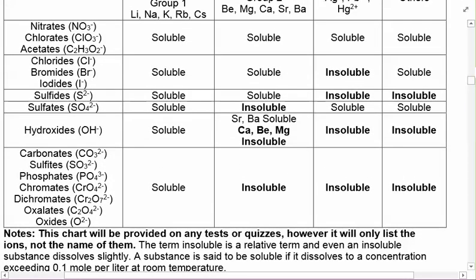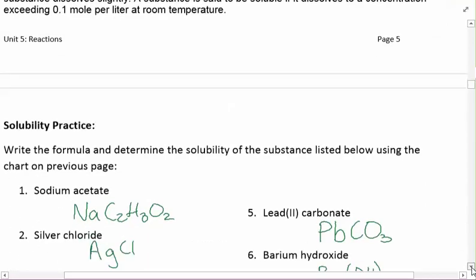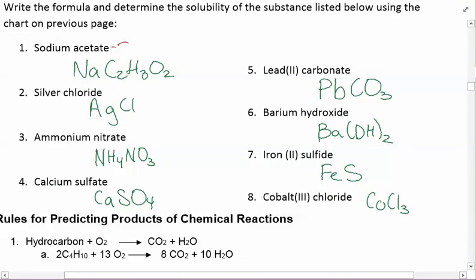Sodium is right here in group 1. Acetate is right here. So both of these line up to make a soluble substance. So we know it is soluble. A soluble substance makes a solution, so we would write an AQ next to it. If we were to take the sodium acetate and dissolve it in water, it would make a clear solution. We wouldn't be able to tell that it was dissolved in it.